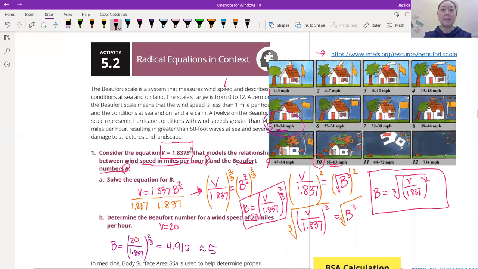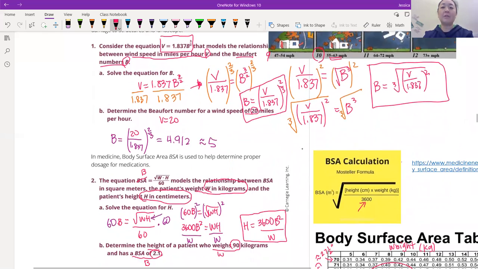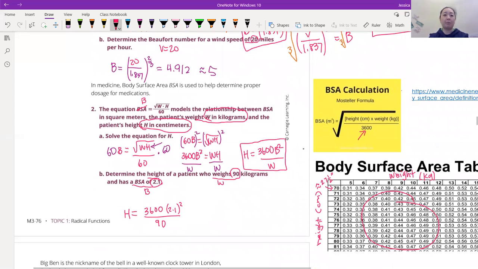Are those wind speeds okay? Yeah, this looks okay. It looks like just a windy day, but nothing too terrible. Excellent. And so the next problem is the body surface area. So this is actually to help, as it says, to determine dosages, like for medication.